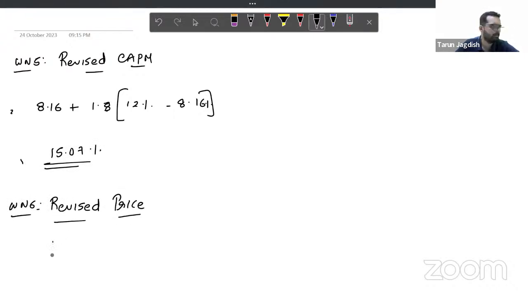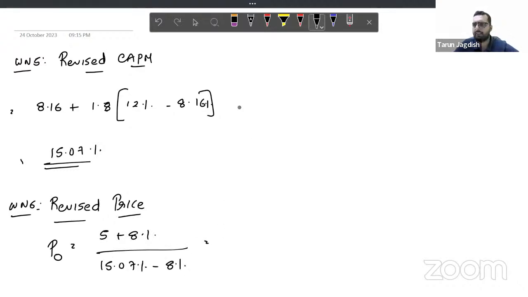Finally, from this, I can find out the revised price. So what will be the revised price? P0 is equal to D1. Now, D1 will be 5 plus 8% divided by KE minus G. So what's the answer you get over here? Do you get the answer as 76.38 rupees?